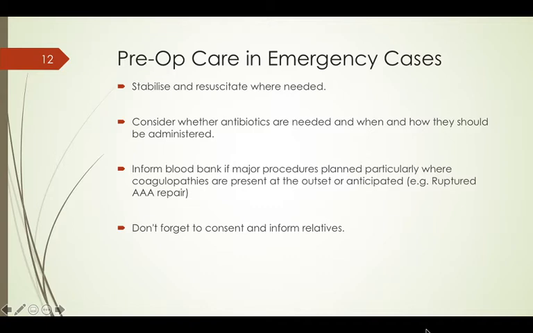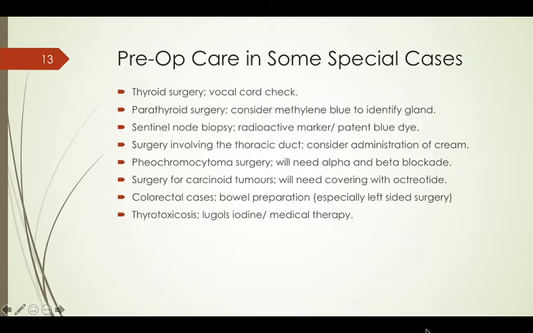Informing the blood bank if you're anticipating major blood loss, such as a ruptured abdominal aortic aneurysm. And of course, as always, consent is of paramount importance. So, some special cases and what we need to consider.